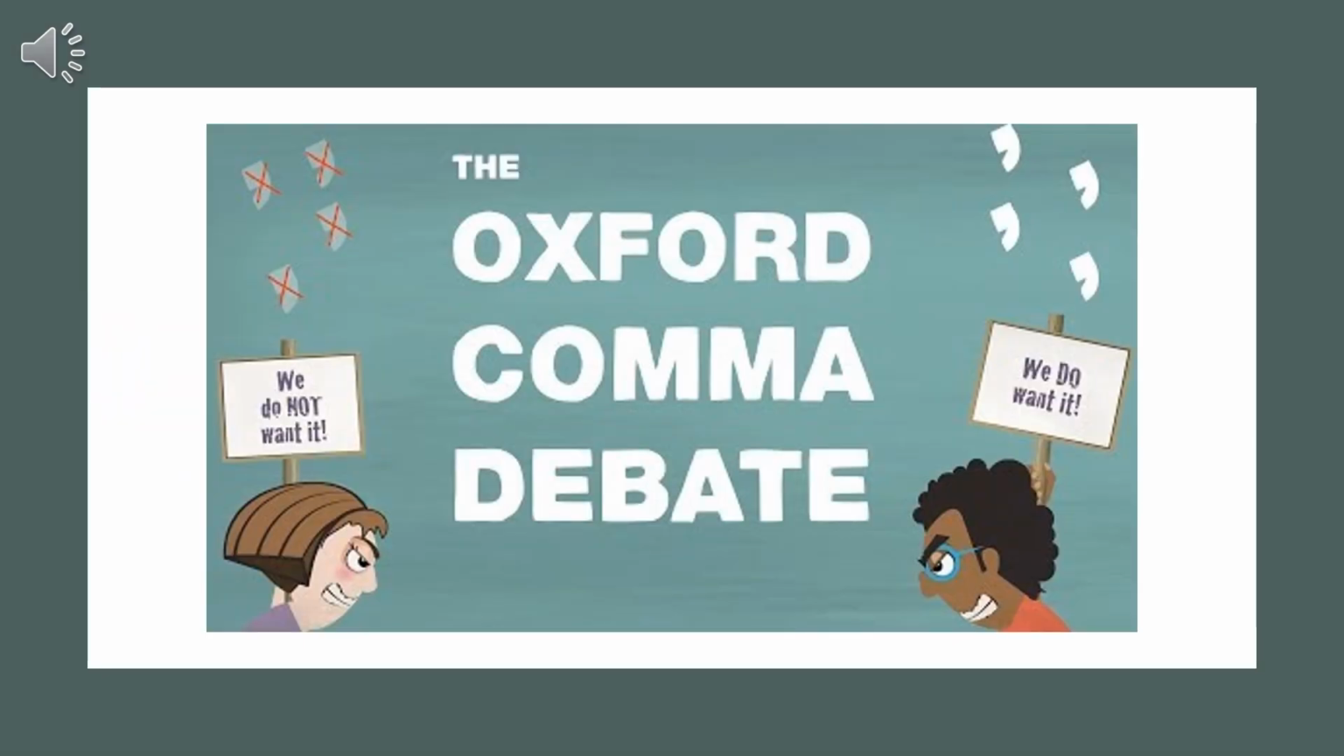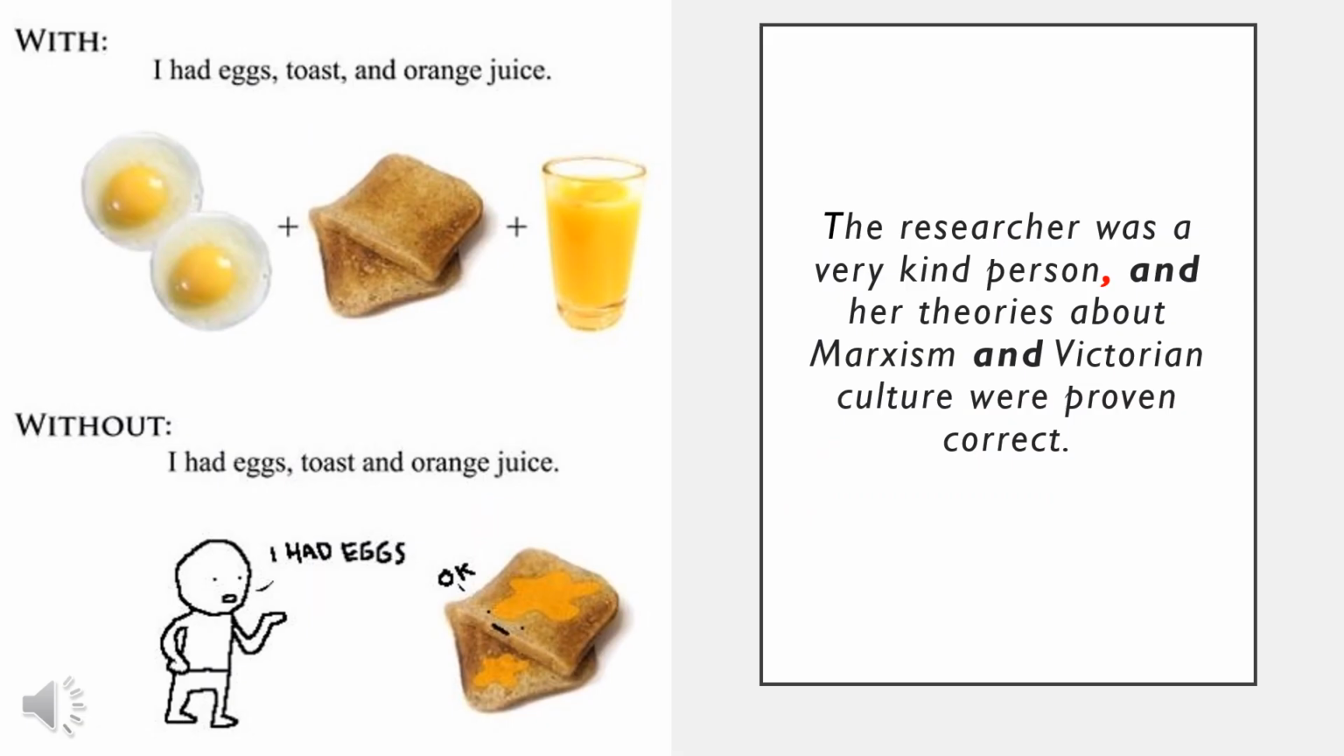One of the big debates among grammarians and scholars in general is the Oxford comma debate. Put quite simply, the Oxford comma is a comma that comes before a conjunction in a sentence, such as and, or, but. Let's look at an example. In this image on the left, we're presented with a list of items. I had eggs, toast, and orange juice. The first version of the sentence uses the Oxford comma, and the second version does not.